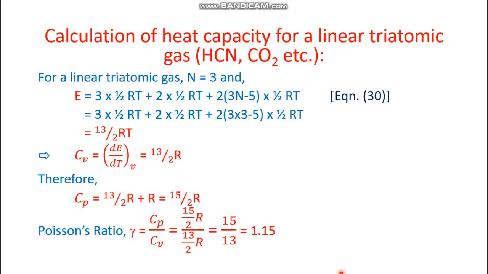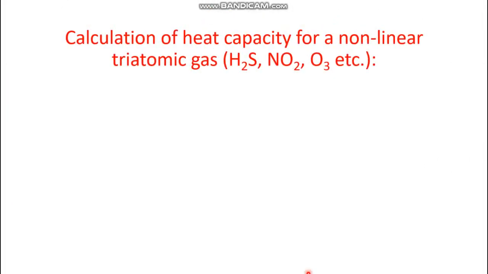And what about its Poisson ratio? By a similar calculation, we can get the Poisson ratio for this molecule also, and this is 1.15. And for a non-linear molecule, for example hydrogen sulfide, nitrogen dioxide, or ozone, the calculation goes on like this.